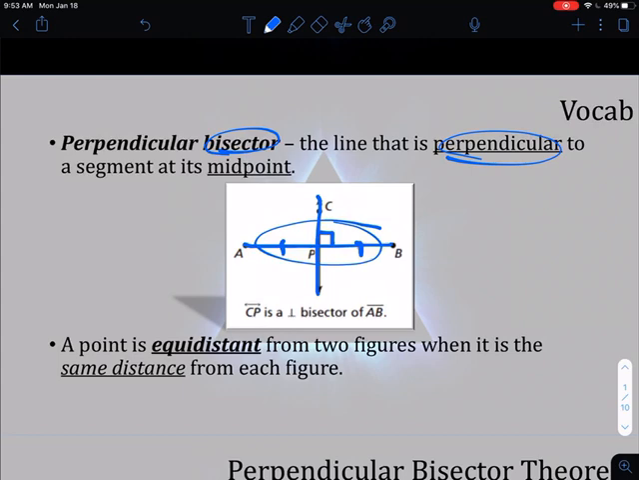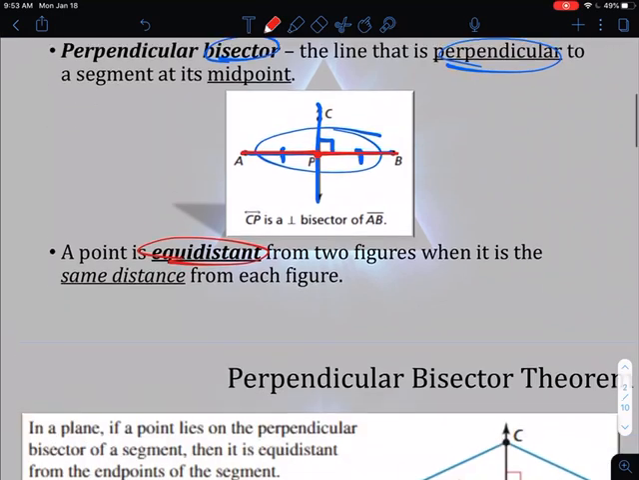The other vocabulary term that we're going to see used pretty commonly throughout the chapter is the idea of equidistant. We have the term right here, equidistant, and it just means that they're the same distance from each figure. So point P here is equidistant from point A and point B. You're going to see that term used a lot. It just means it's the same distance away from two other objects.